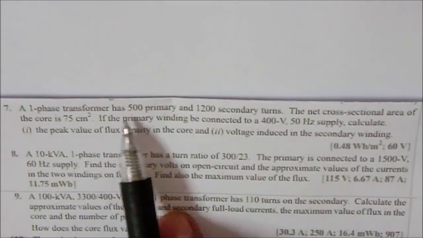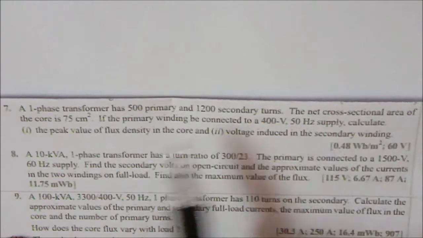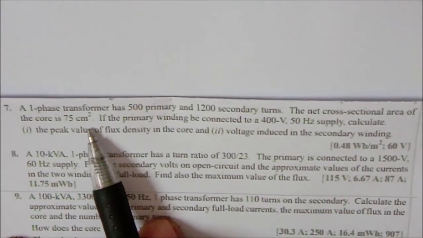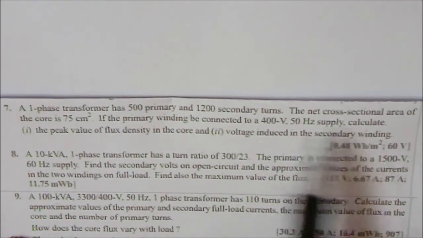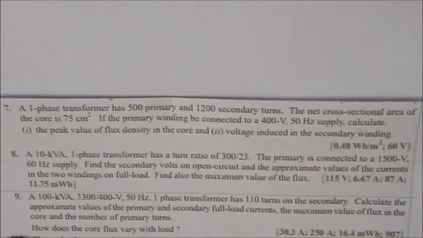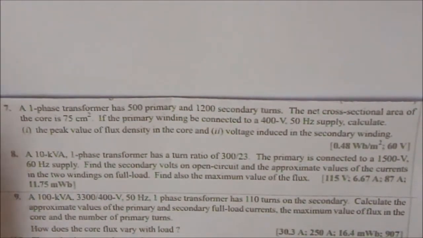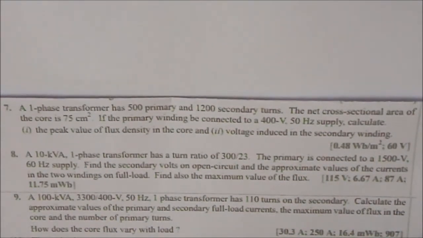A single phase transformer has 500 primary and 1,200 secondary turns. The net cross-sectional area of the core is 75 centimeters squared. If the primary winding be connected to a 400 volts 50 Hz supply, calculate the peak value of the flux density in the core and the voltage induced in the secondary winding. So dito, kokompute-in na lang natin si induced voltage sa secondary winding. So yung ating number 7 ay kokompute-in na lang muna natin si induced voltage. Okay? Sige.